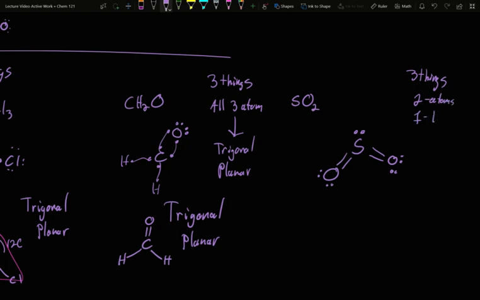One is a lone pair. This combination has a different name. This is called bent.